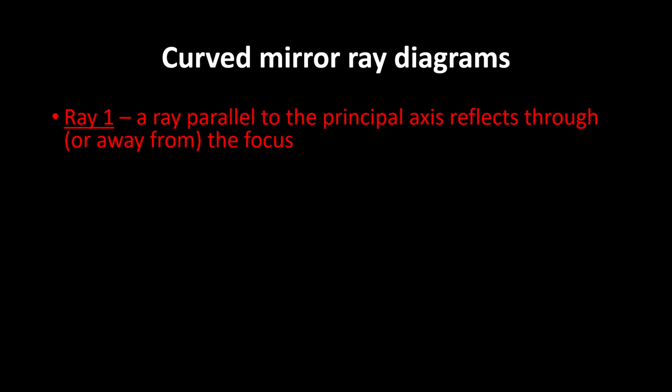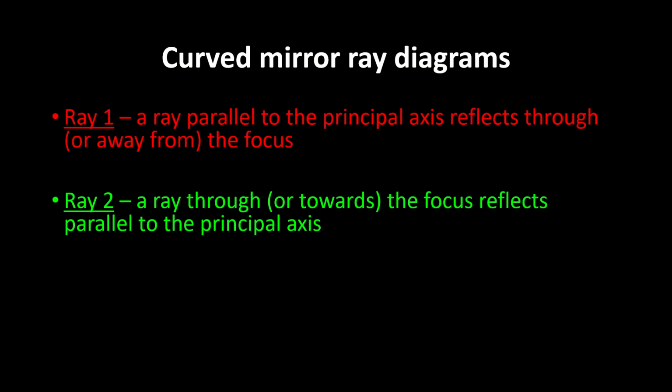There's three you can draw, but you only need two of them. So the two rays that you need to really worry about. The first one is a ray that's parallel to the principal axis will always reflect through the focus or away from the focus, depending on the mirror. Like if the focus is behind the mirror, then the ray can't go through the focus, but it will go away from the focus. I'll go through some examples where that's the case.